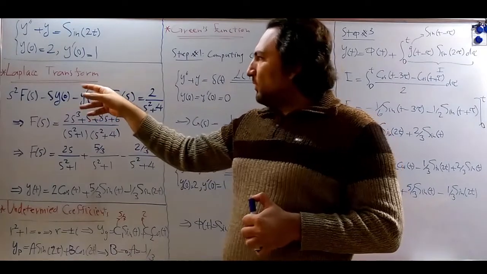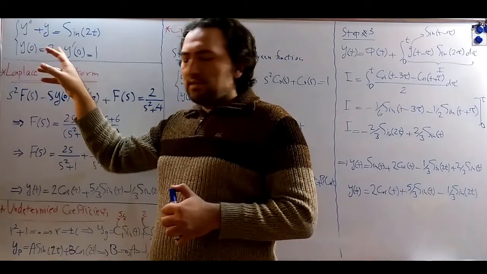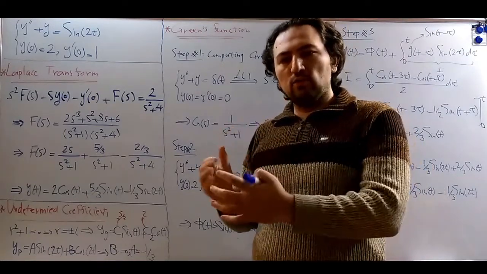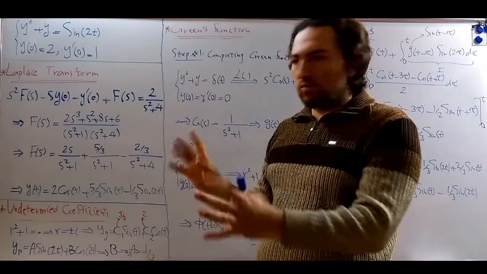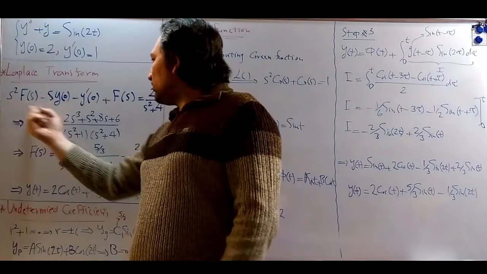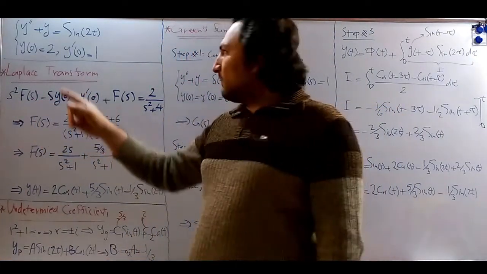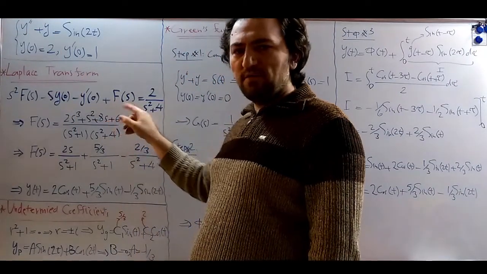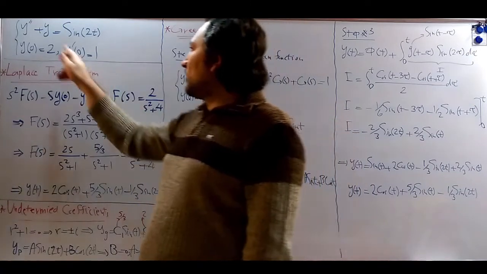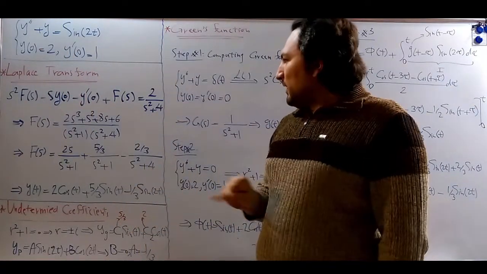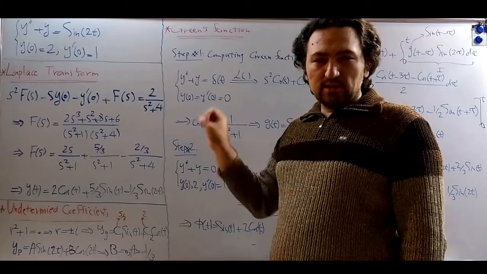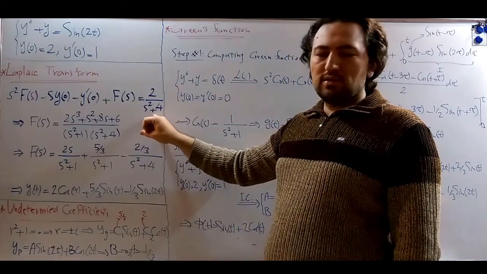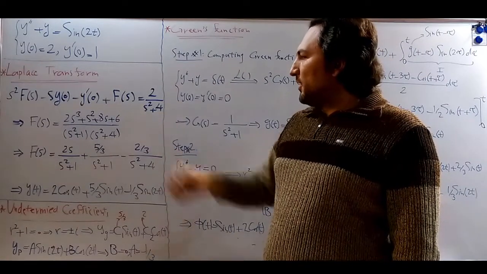Let's start with the first one, the Laplace transform. As you know, in the Laplace transform technique, we take the Laplace transform of both sides of the equation. These terms are the Laplace transform of the second derivative of y, and the last one, F of s, is the Laplace transform of y itself. On the right-hand side of the equation, we have the sine function, and this is the Laplace transform of the sine function.